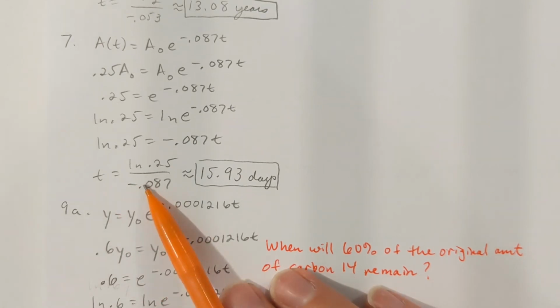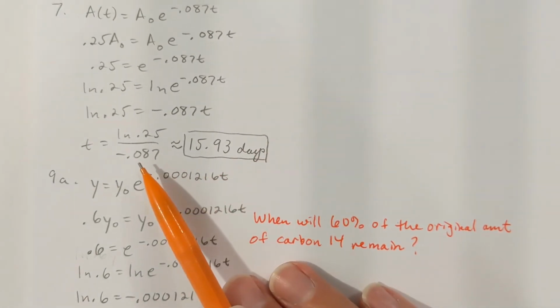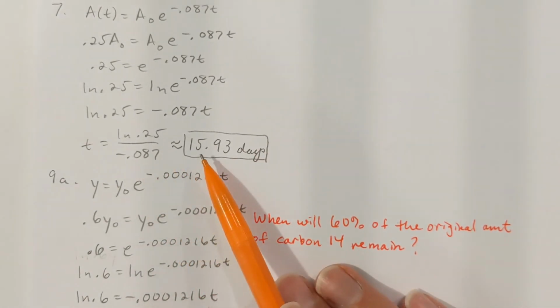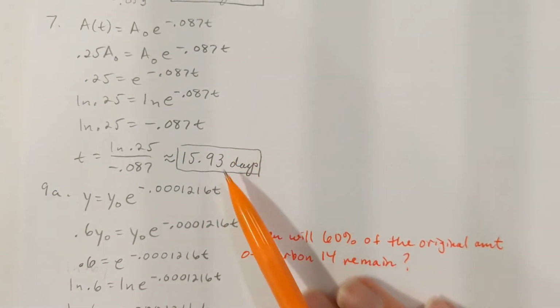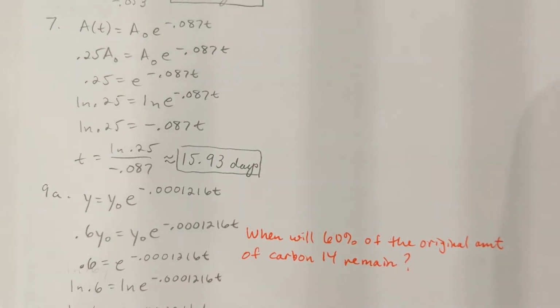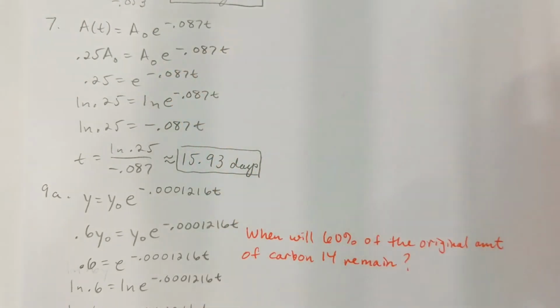If you go to the calculator and type in ln of 0.25 divided by negative 0.087, I was getting roughly 15.93 days, if you go to the nearest 2 digits on that. The time is in days, by the way. So yeah, a little bit less than 16 days is how long somebody would have to wait to get down to 25% of whatever the amount is that they originally started off with.